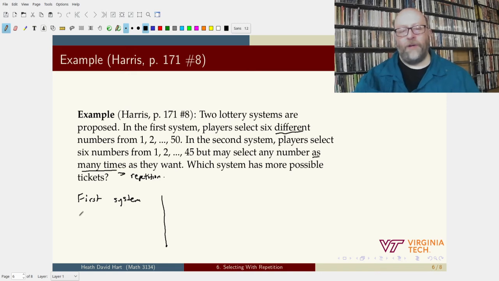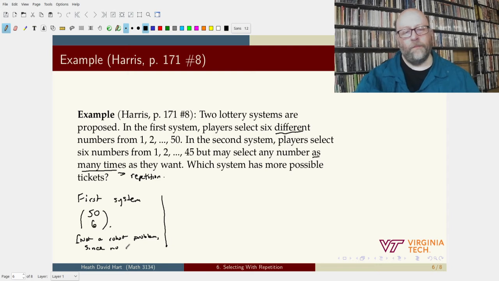There's no repetition. And so this is not a robot problem. This is just that there are 50 numbers to choose from, and we have to pick 6 different ones. Okay? This is not a robot problem since there's no repetition. There are 50 different numbers to choose from. Players have to select 6 of them, so that's just 50 choose 6.